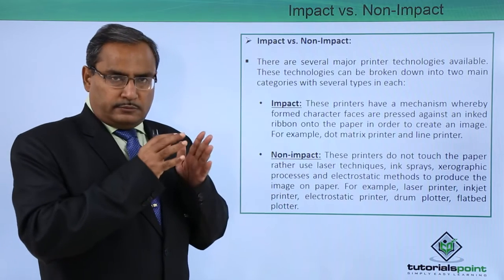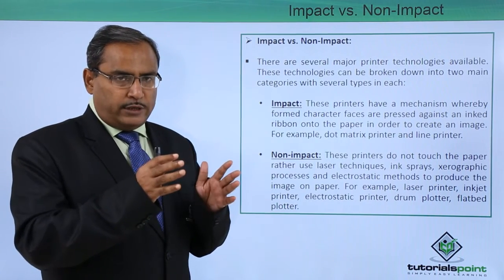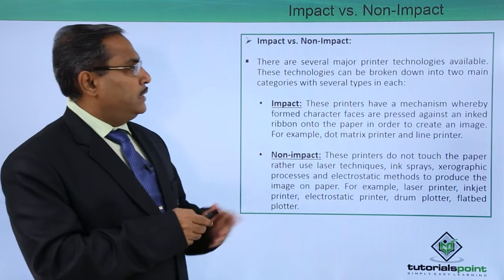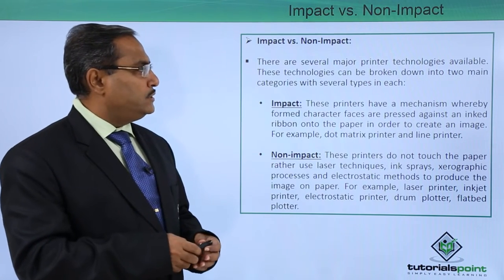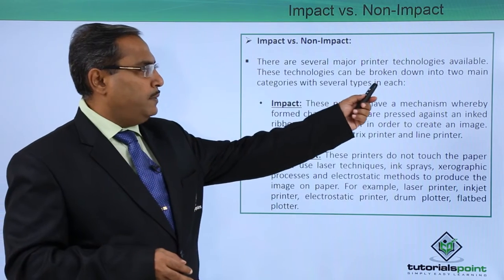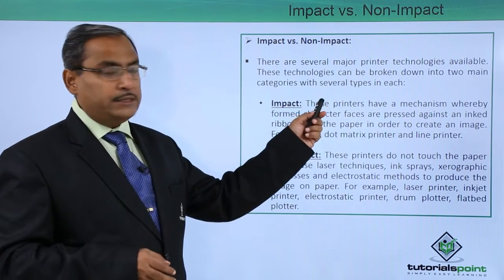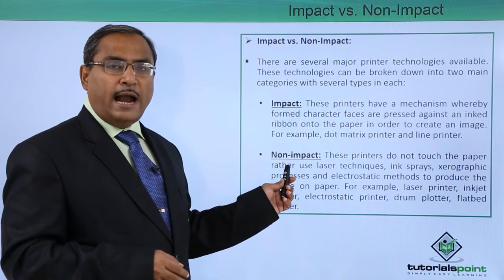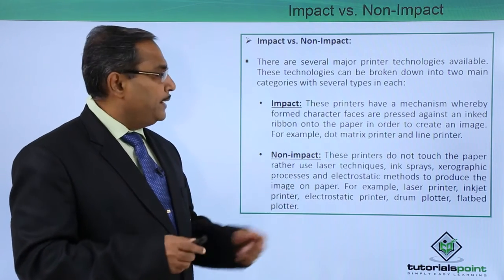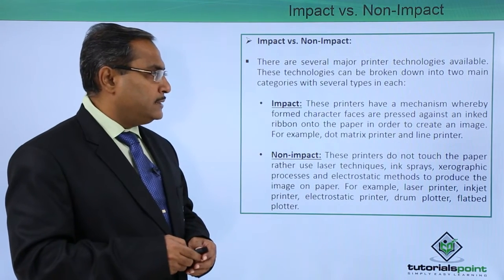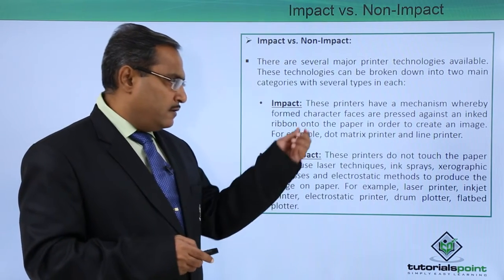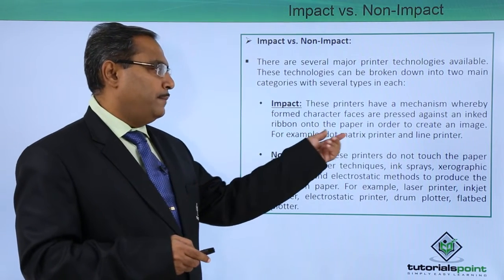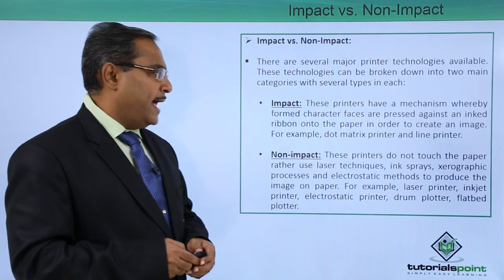Now let us divide printers into two categories: the impact printer and the non-impact printer. There are several major printer technologies available and these can be broken down into two main categories with several types in each. Impact printers have a mechanism whereby formed character faces are pressed against an inked ribbon onto the paper in order to create an image.